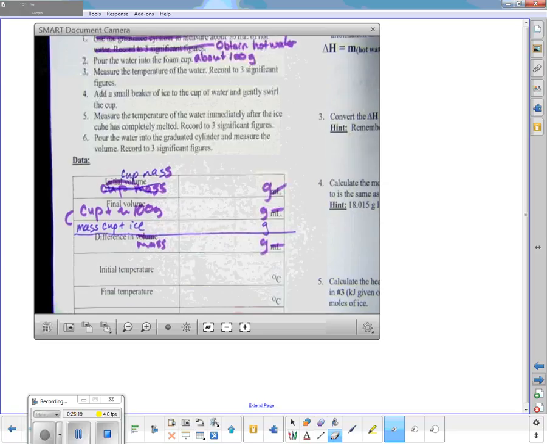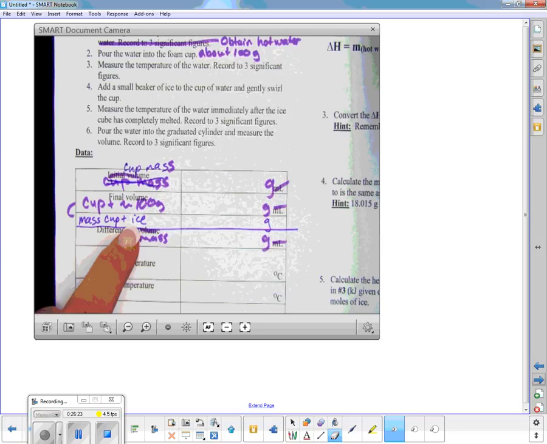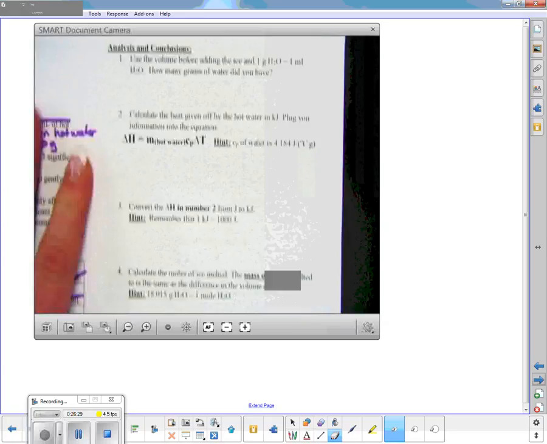So then once you get all that done, you go back and you measure how much you have total, so you can get how many grams of ice you put in. And then you're going to go do the calculations on this side. Okay?